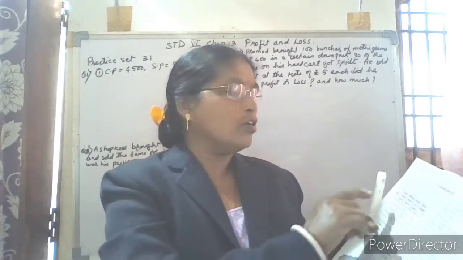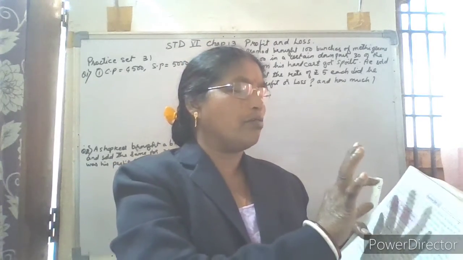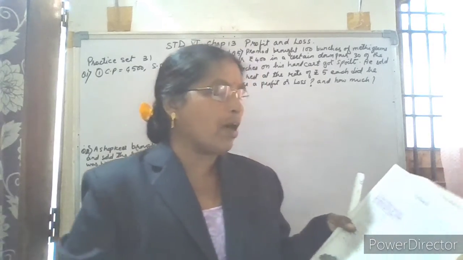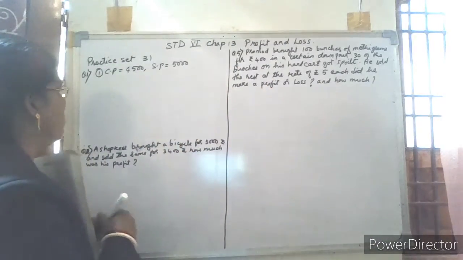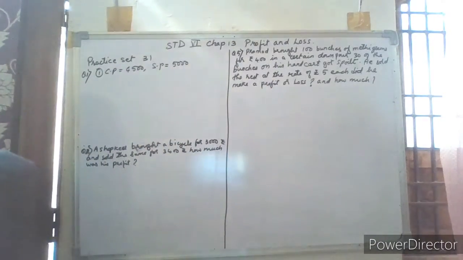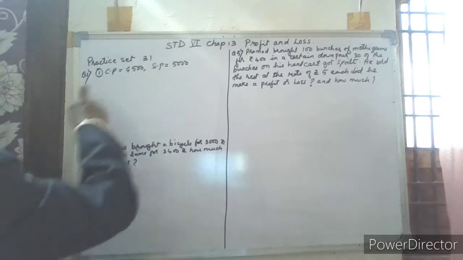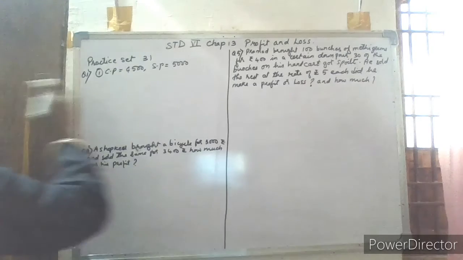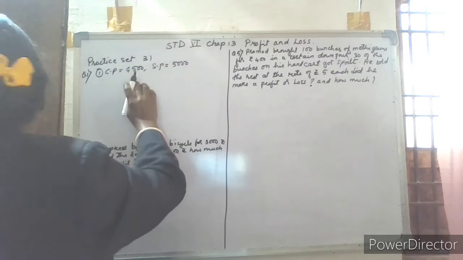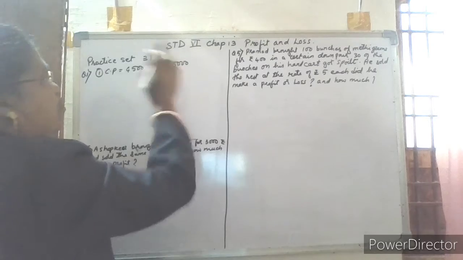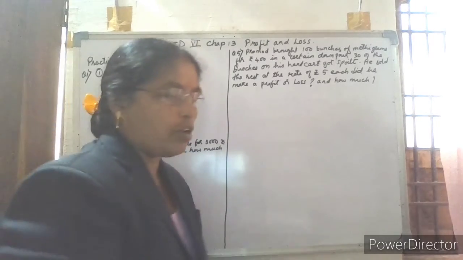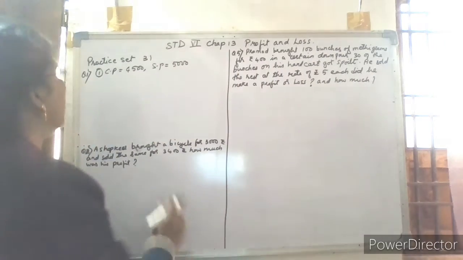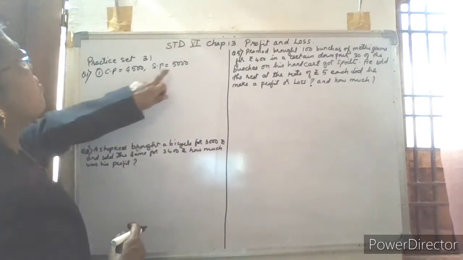Here you don't have to draw the table. You only write the question number and take the values from the table. No need to write the table in this form. See here, I have written question number 1 from the table. Cost price is given as 4,500, selling price is given as 5,000. Now we have to find out which is greater and which is smaller.